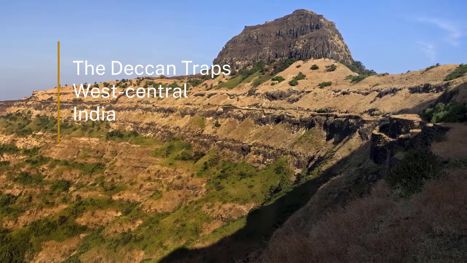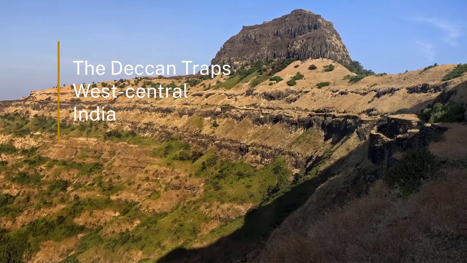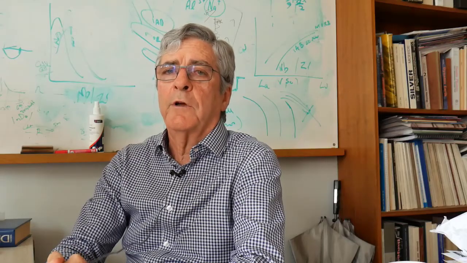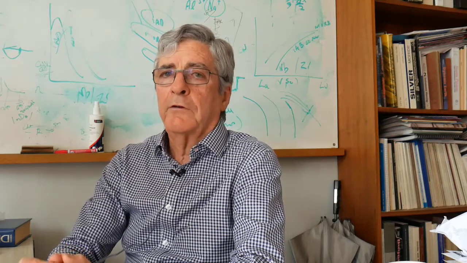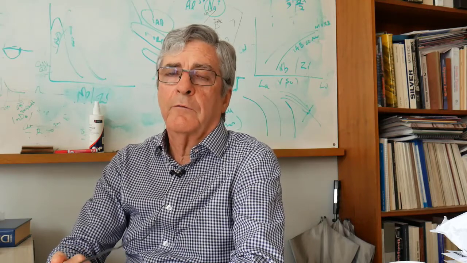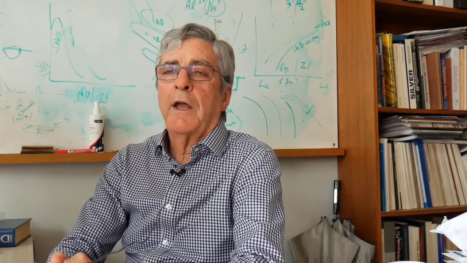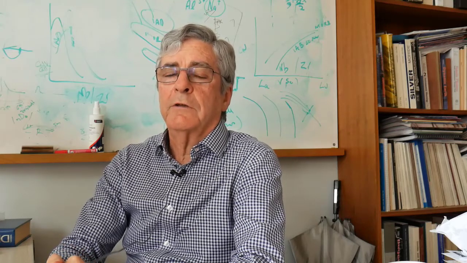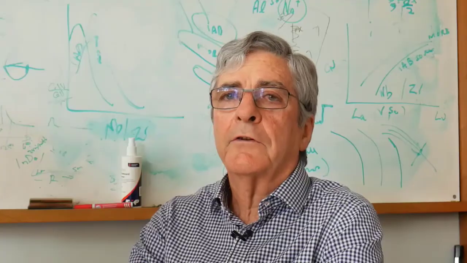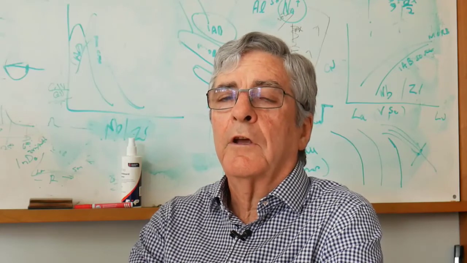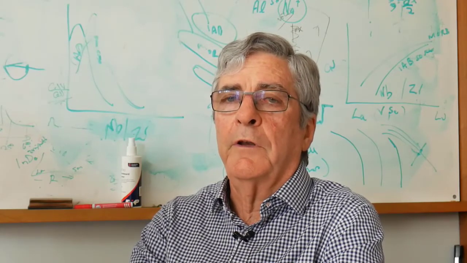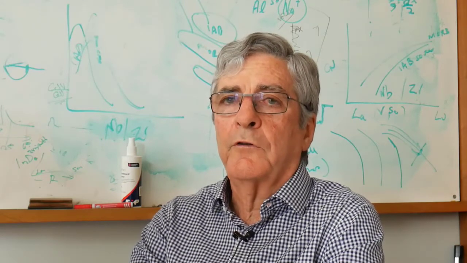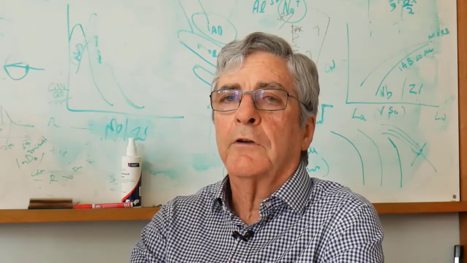There are a number of flood basalts known in the geological history. They occur about once every 10 to 20 million years. Another good example is the Siberian Traps, which is obviously in Siberia, and they are responsible for the biggest mass extinction in the geological record. The second biggest mass extinction occurs 65 million years ago in association with the eruption of the Deccan Traps, and it was responsible for the demise of the dinosaurs.